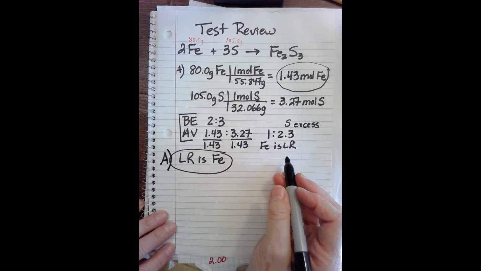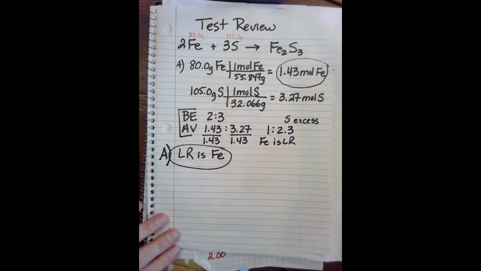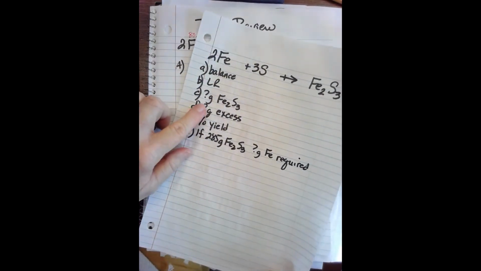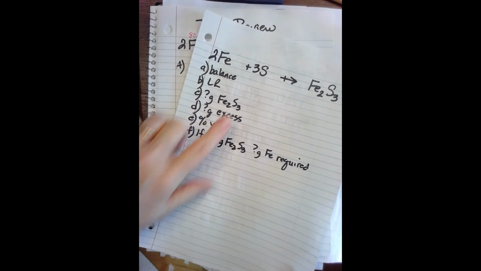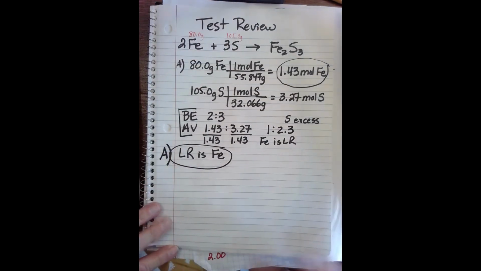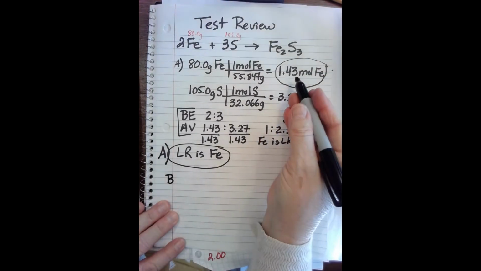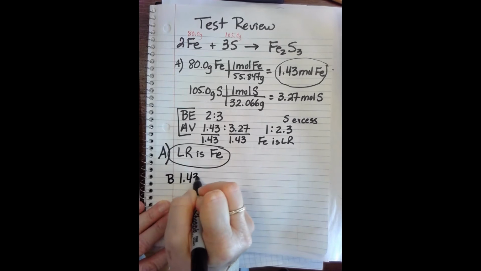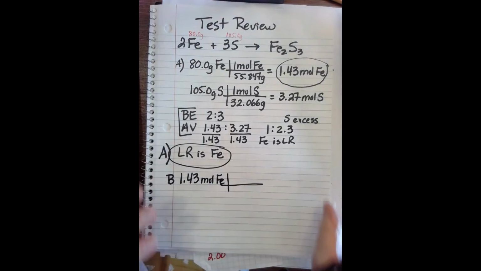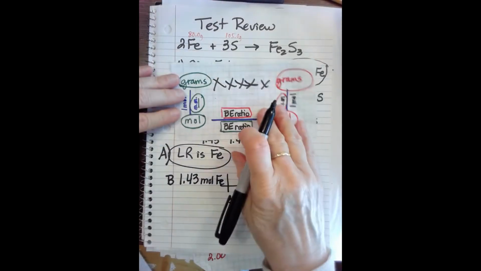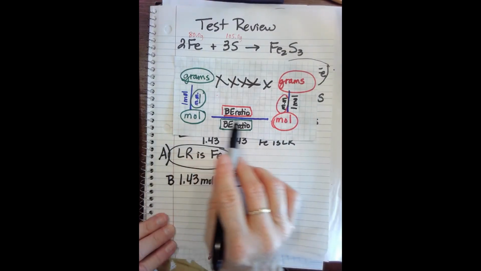Okay? Now let's look at the second question here. The second question said, how many grams of the iron 3 sulfide can be produced? So here this is B. Here we're going to take our limiting reactant, 1.43 moles Fe, and we are going to use our stoichiometry path to go from here over to the right answer.